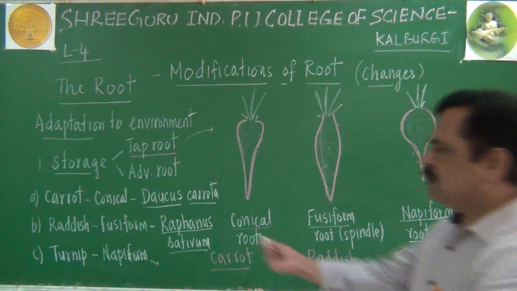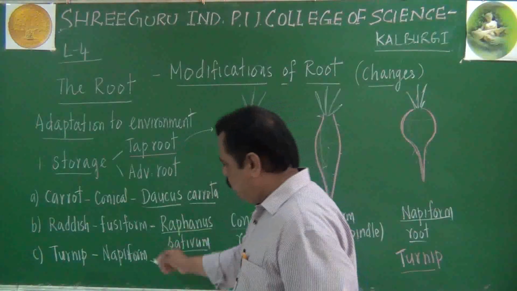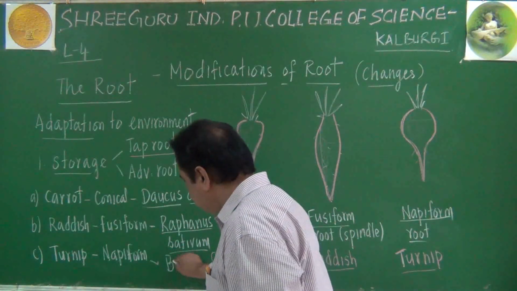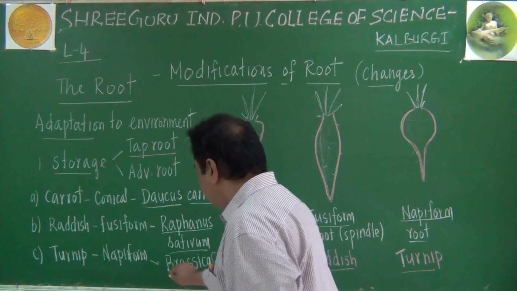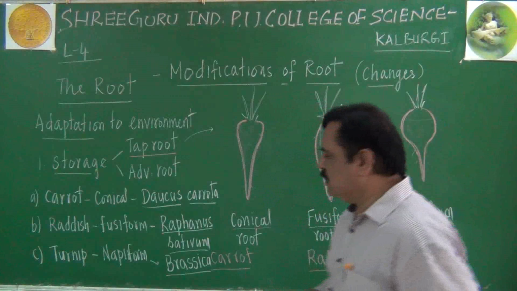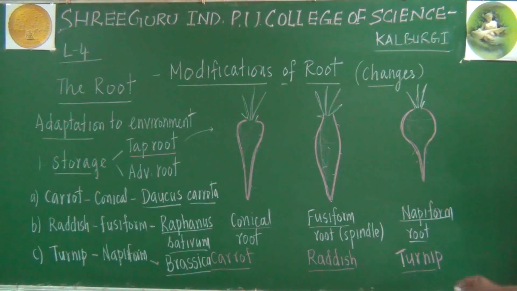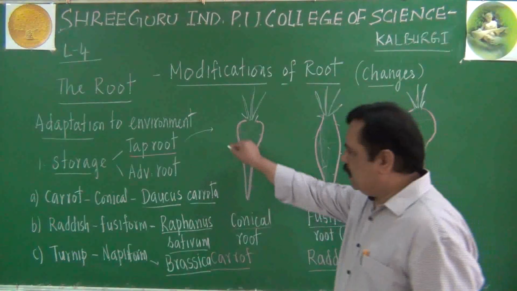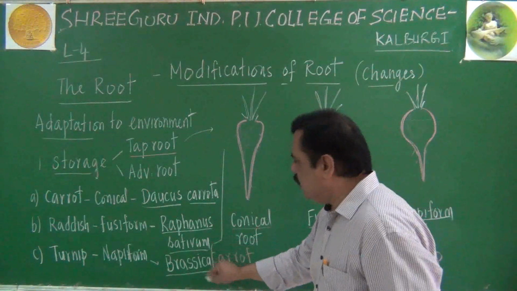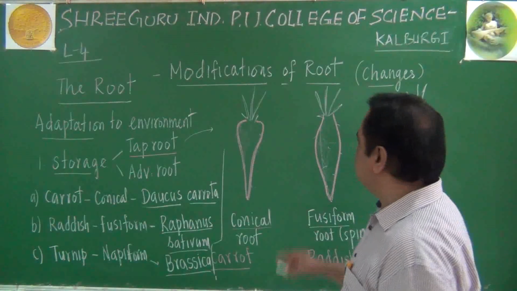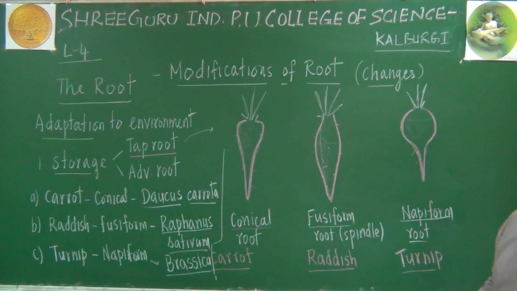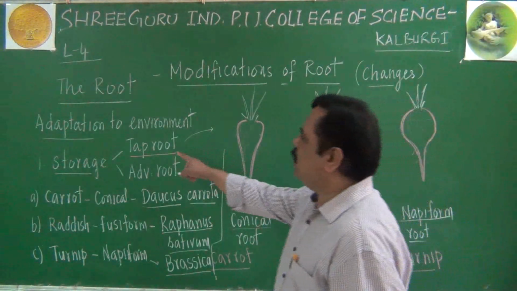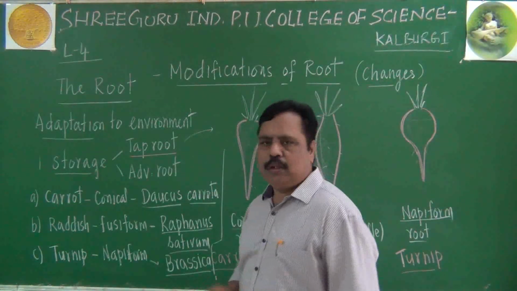Okay, I think it is completed. Napiform belongs to a genus called Brassica. Of course, the species name we can see later. Simply it is called Brassica, remember. So Brassica, some species name is there. This is conical root, fusiform root, napiform root. All of them are modifications from the taproot only.